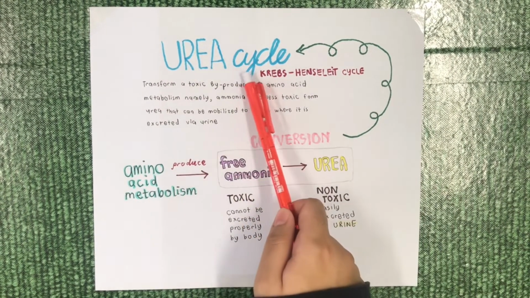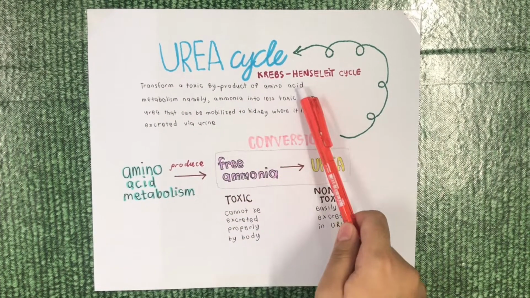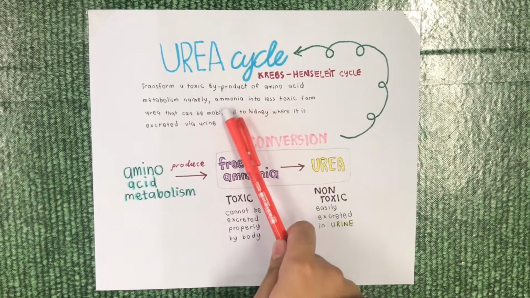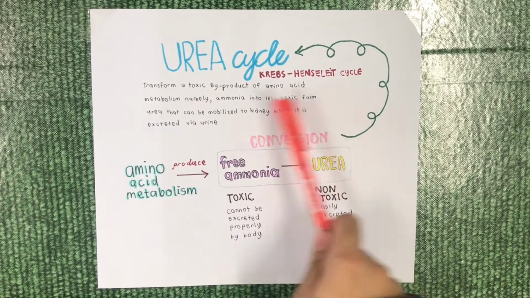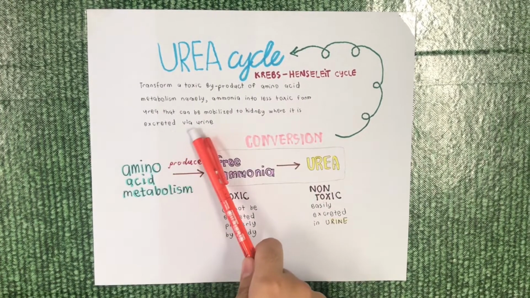The definition of the urea cycle is to transform a toxic byproduct of amino acid metabolism, namely ammonia, into the less toxic form urea, which can be mobilized to the kidney where it is excreted via urine.